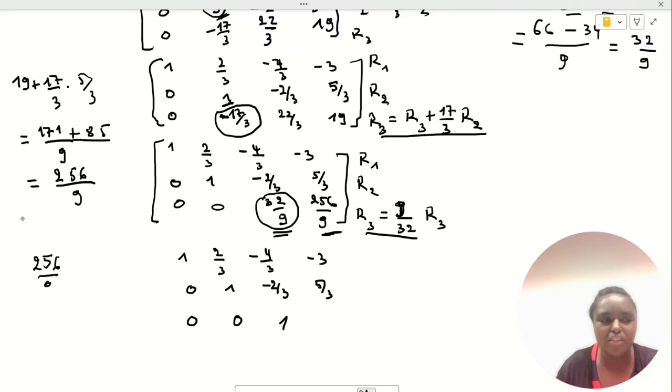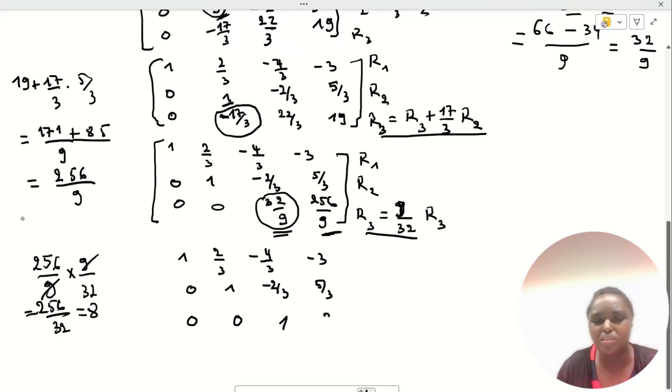256 over 9 times 9 over 32. So this will be equal to, 9 and 9 are simplified. Then we have 256 over 32, and this is equal to 8. So we get 8 here. Yes, and we are almost done.